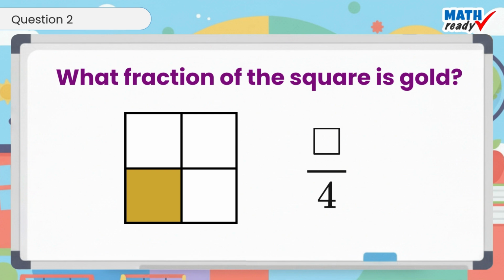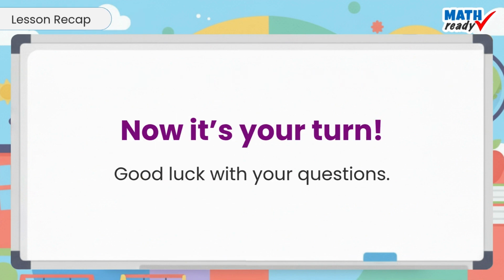Next, we count how many of the parts are coloured gold. We can see that 1 of the parts is coloured gold. This means in our fraction, 1 will be the numerator. So, the fraction of the square that is gold is 1 over 4. Now it's your turn.